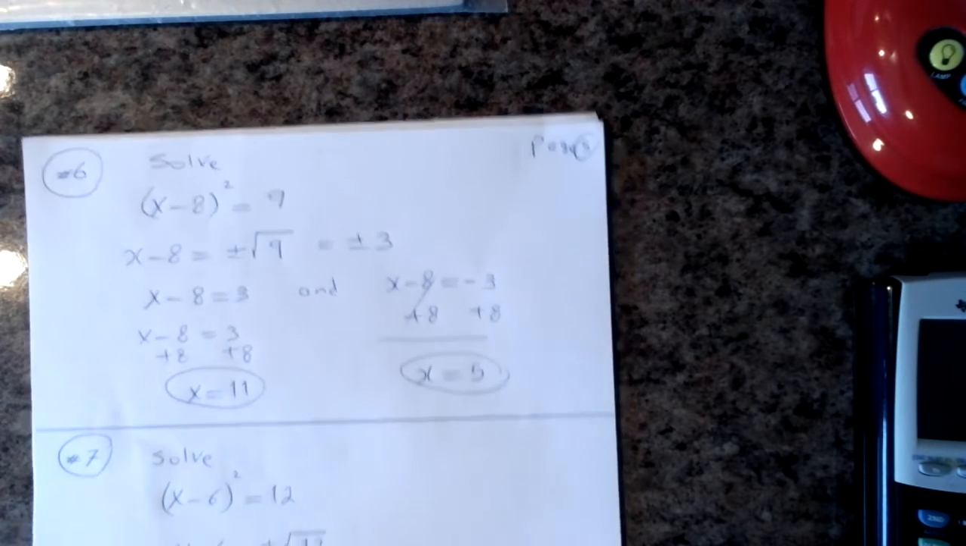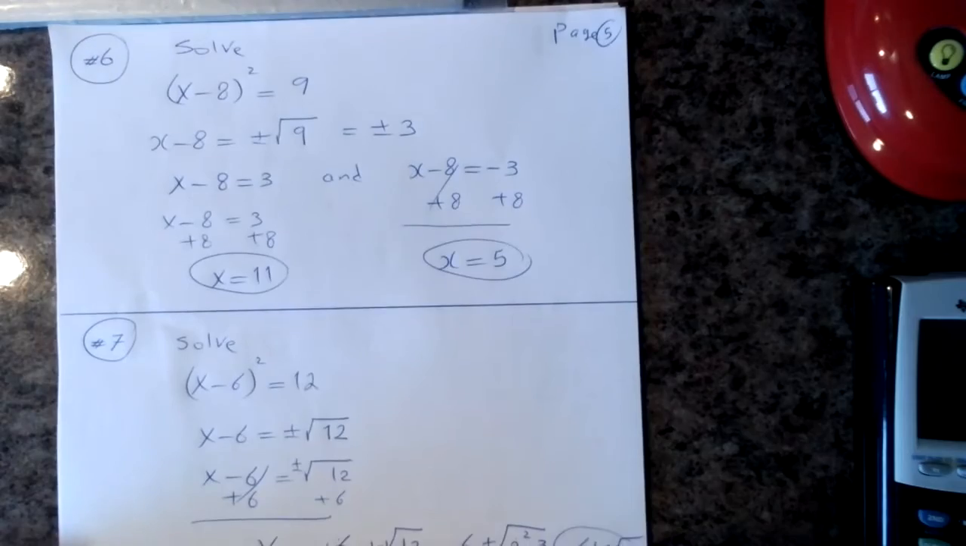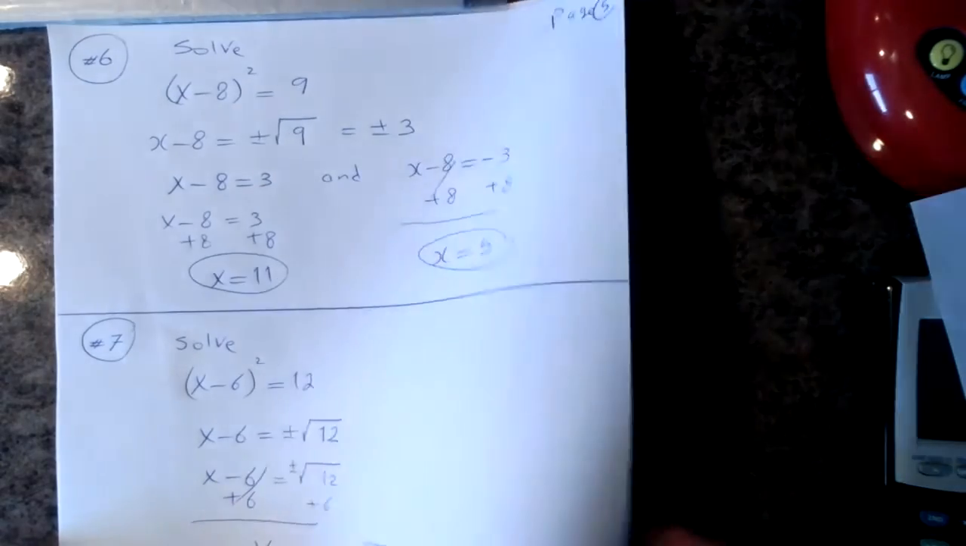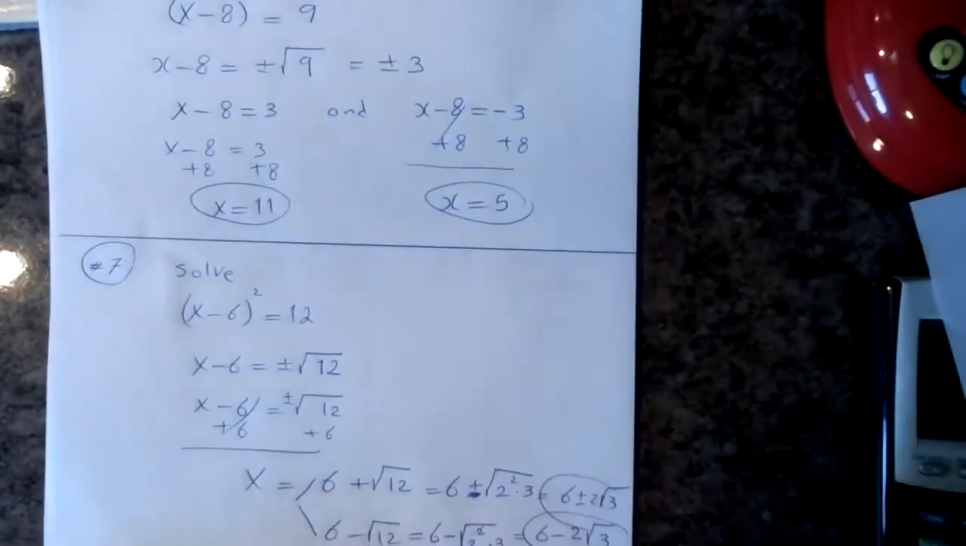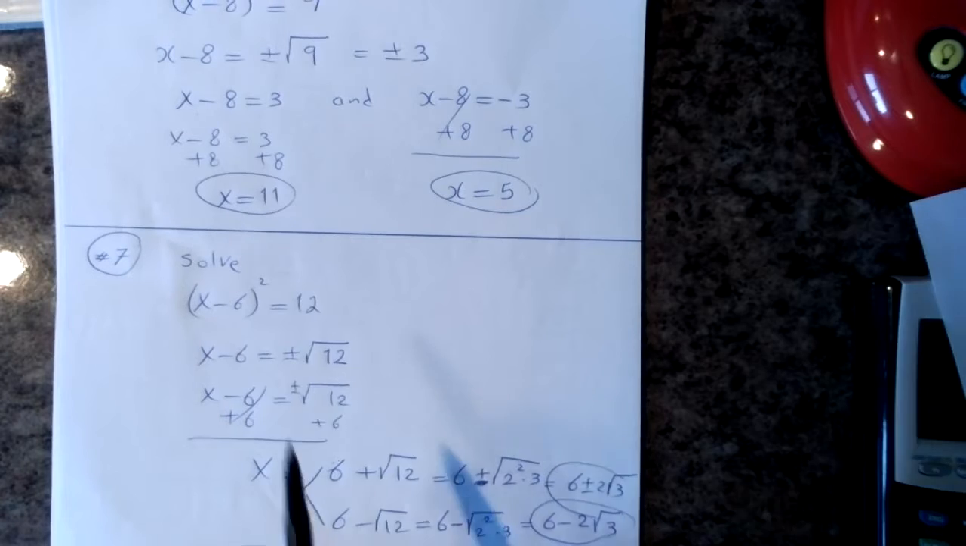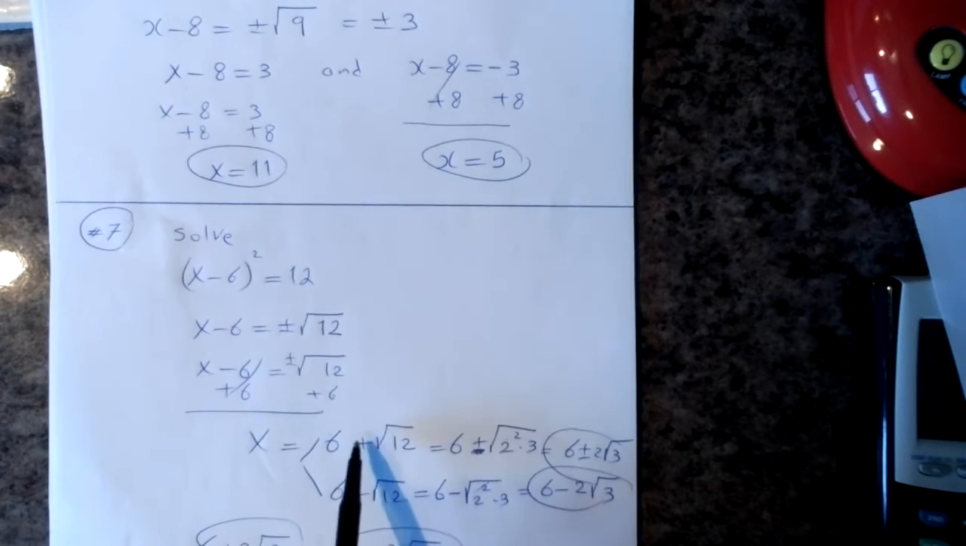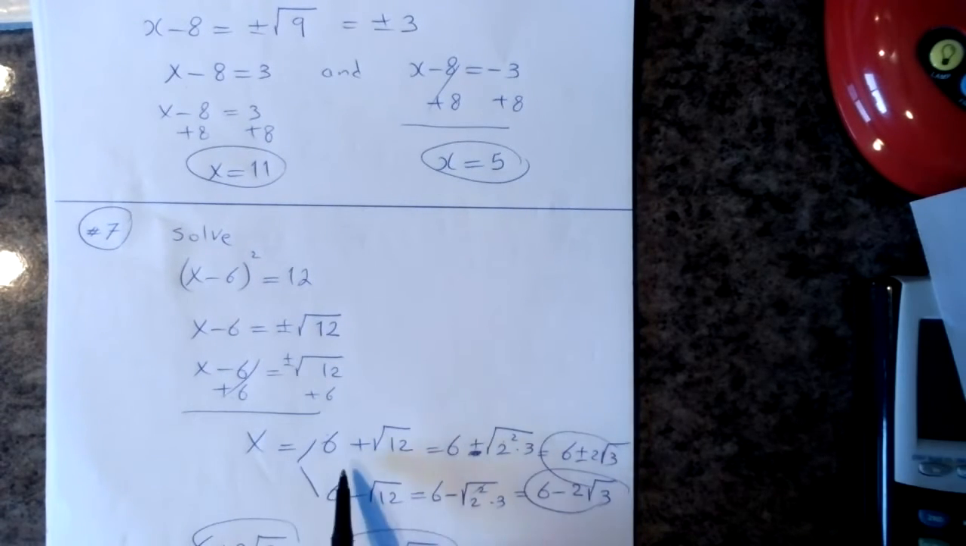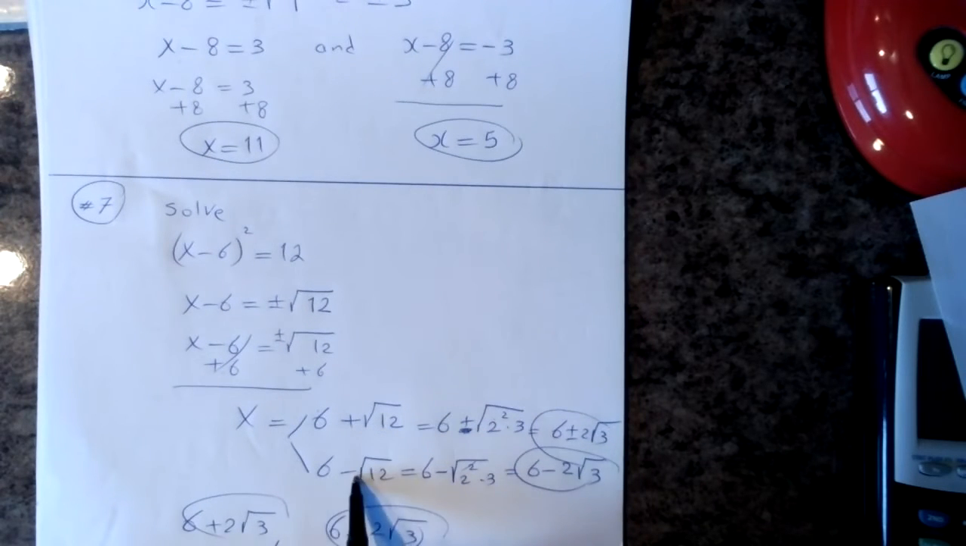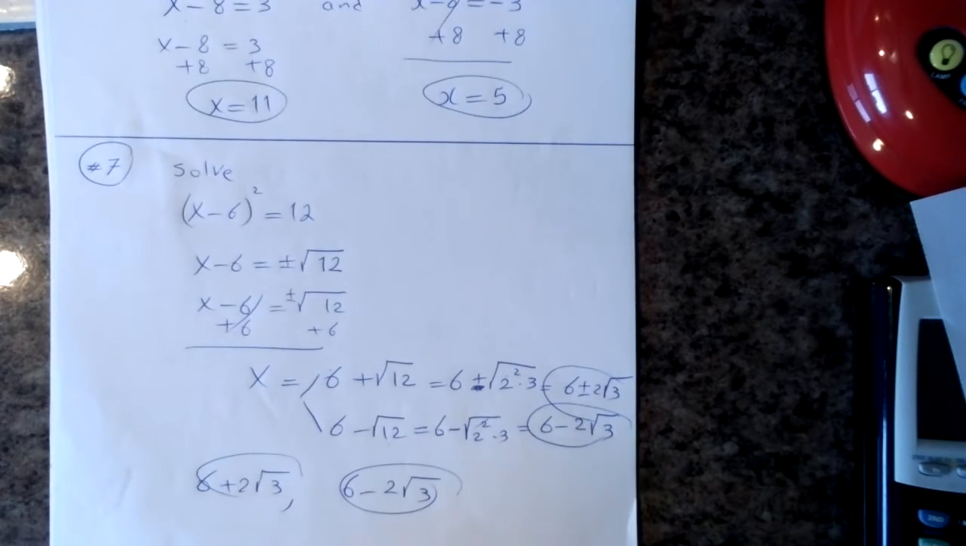The next problem is very similar to this. You could remove the 2, and then when you add 6, these are the answers: 6 plus or minus radical 12. Then 12 is 4 times 3. The 2 is removed, and that's why you come up with the answers. It's very similar to that one.